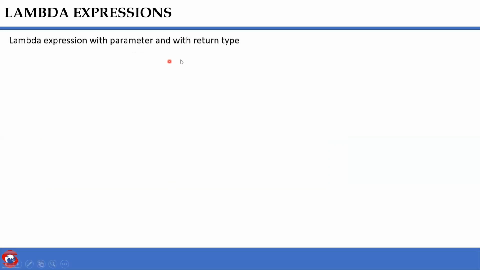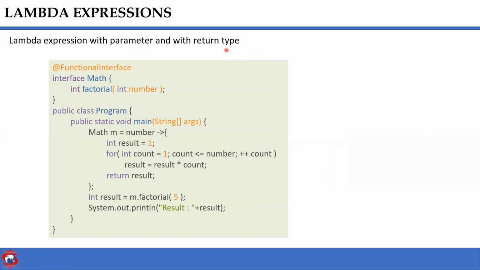Lambda expression with parameter and with return type. Here Math is a functional interface which contains a single abstract method, factorial, which has a single parameter and return type as an integer. So here this is a lambda expression, and here this is the lambda body. In this case, as the lambda body contains multiple statements, we need to give the curly braces, and here as the functional method has a single parameter, we need to define a single parameter.